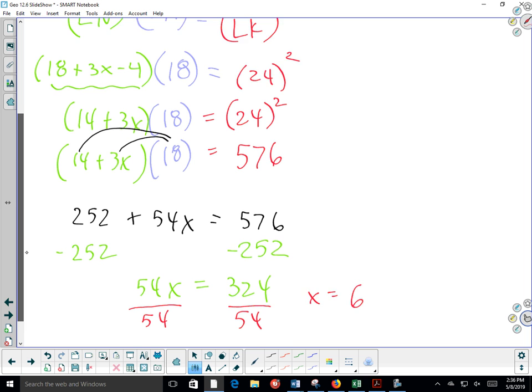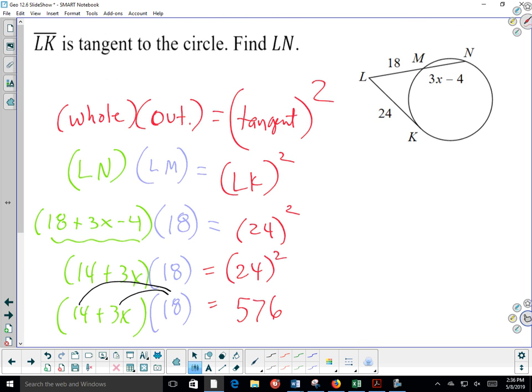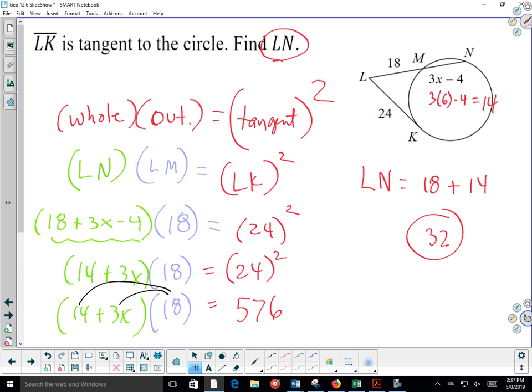No. We found x, but we're supposed to be finding the length of segment LN. A little help there, Carlina. I plugged in, I did 3 times 6 minus 4, which is 14. And then I added 18 to that to find LN. 18 plus 14 is 32. 32 units, whatever that is. Are we okay with this?